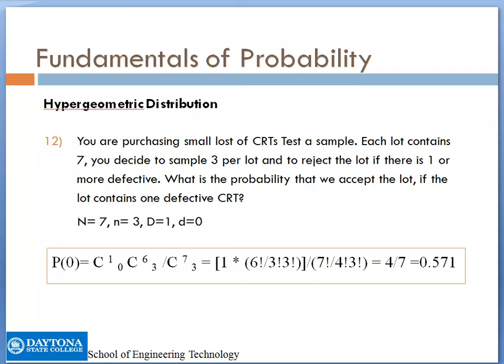So you use the formula, which is the combination C(D, d), the combination of non-conforming units, times the combination of conforming units, which is C(N minus D, n minus d), divided by the combination of all units, C(N, n). You substitute and use the factorial and obtain the answer. And this is equal to 0.571, which is 57.1%.